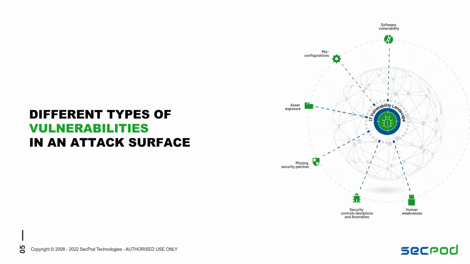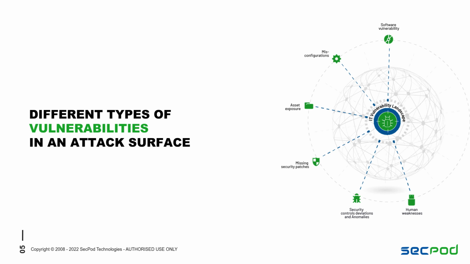Maybe we are using things that are not supposed to be present in the environment. The fourth category is the missing security patches. And the fifth one is the security controls that are employed within the organization's IT infrastructure. Are they working as expected? Or there could be anomalies present in the IT infrastructure. And the most important one is also human weakness, which is also being exploited widely by the attackers.